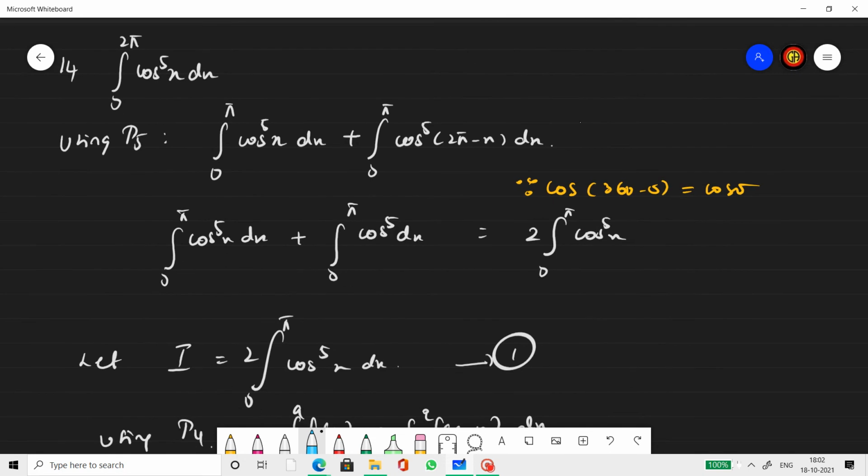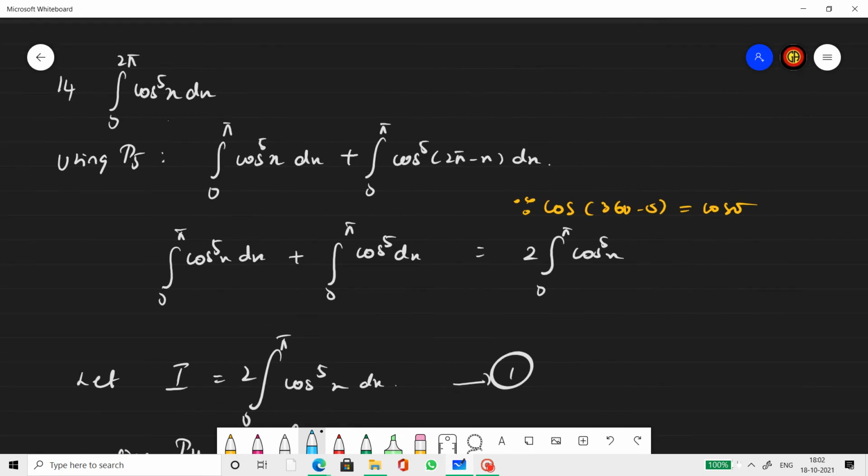Question number 14. Integration 0 to 2 pi cos power 5x dx. Using property 5, I am splitting this in the form of integration 0 to pi cos power 5x plus integration 0 to pi cos power 5 of (2 pi minus x). Now 2 pi minus x is 360 minus theta. Cos of 360 minus theta is cos theta. Hence this will become 2 times integration 0 to pi cos power 5x.